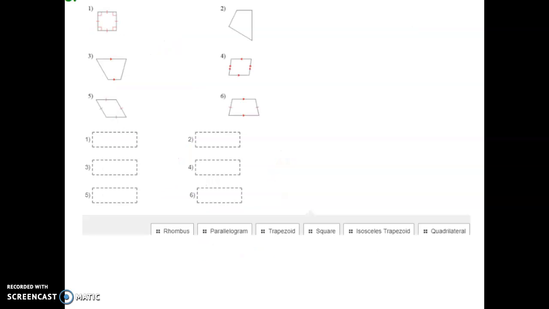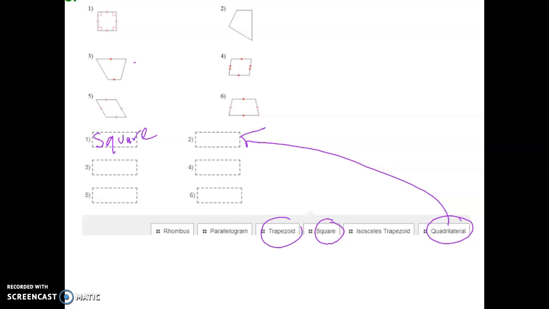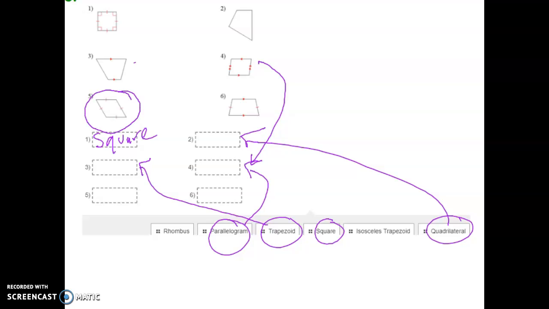Number 3, now we have to state the most specific name for each figure. First one is definitely going to be a square. 2 is a quadrilateral. Now, number 3 has one set of parallel sides, so that's a trapezoid. And number 4 has 2 sets of parallel sides, so that is a parallelogram. Number 5 has all sides the same measure. Doesn't say anything about the angles, so that's a rhombus.